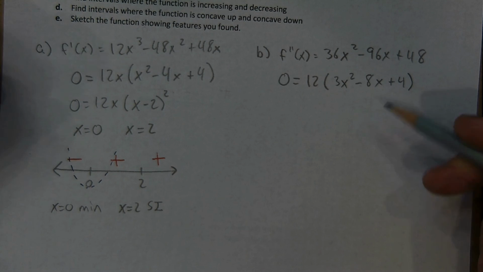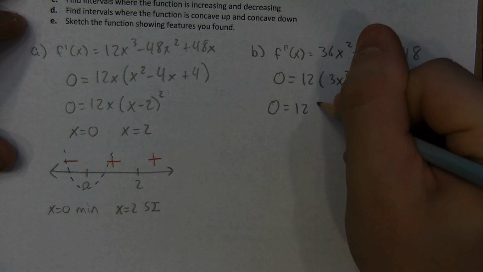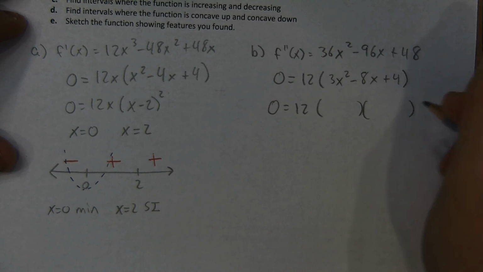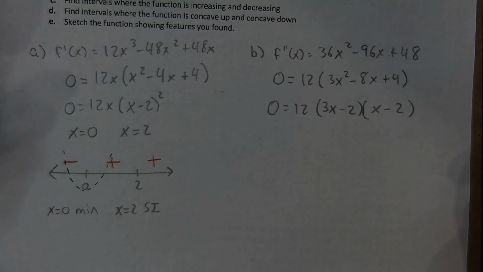I'm just going to assume at this point that you know how to factor in one method or another, so I'm not going to review that. I'm just going to write what it is when it's factored. Should get 3x minus 2 and x minus 2. Like that. So we have two critical values on the second derivative. Now that doesn't mean that they're both inflection points. Remember, second derivative equals 0 does not imply inflection point.